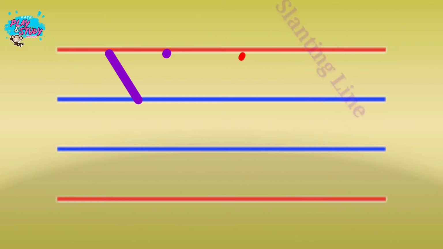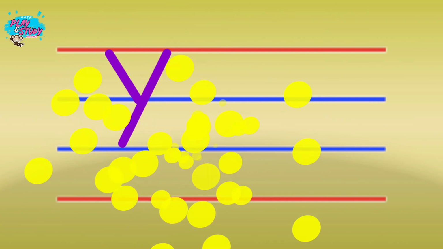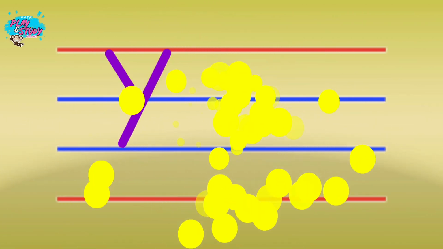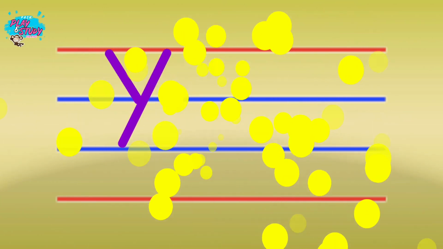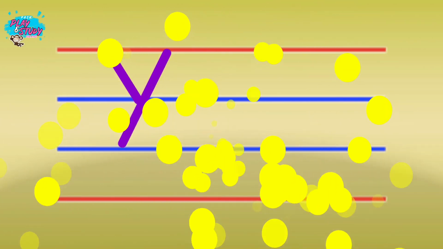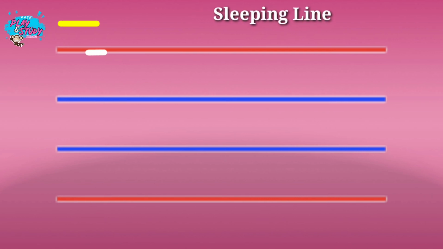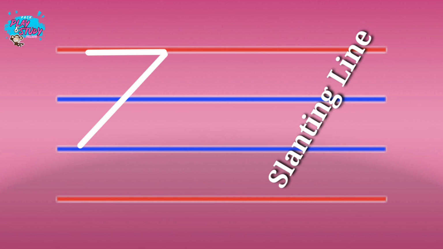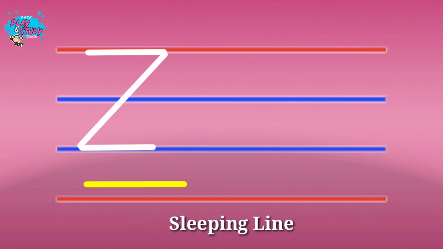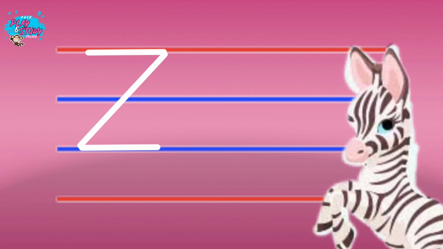Slanting line. Y for yellow colors. Sleeping line, standing line, and again sleeping line. Z for zebra.